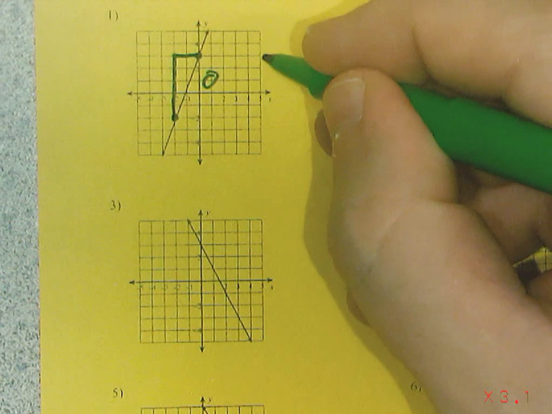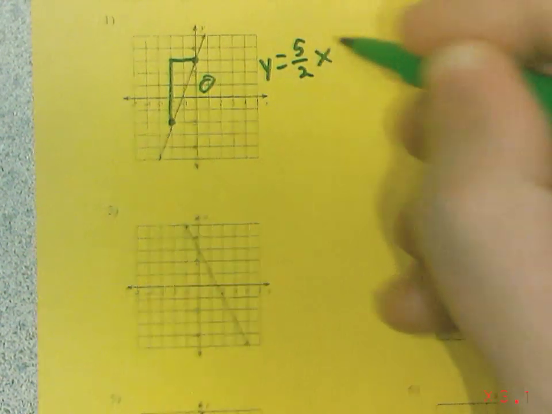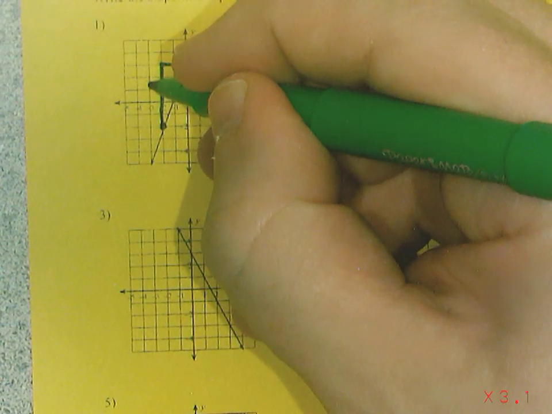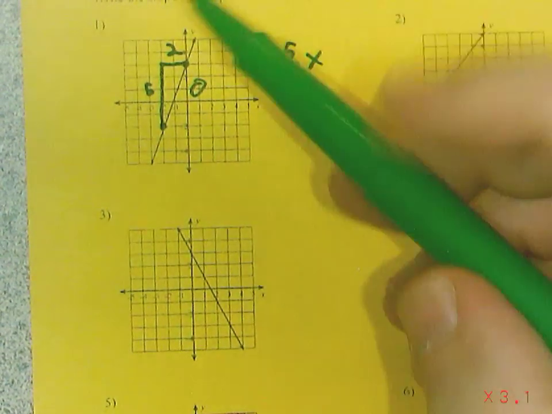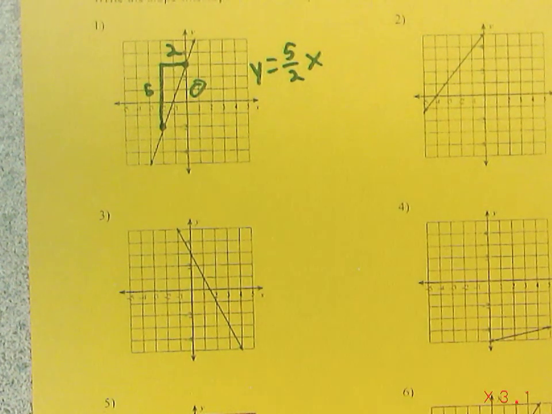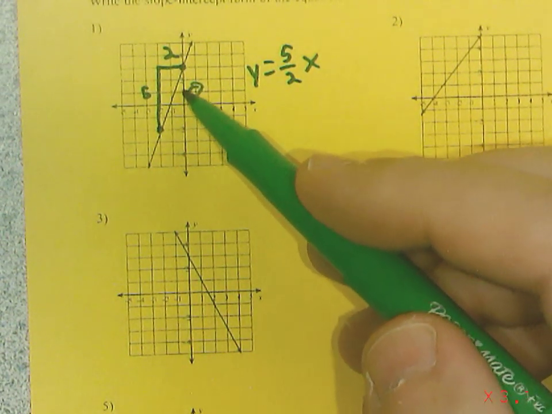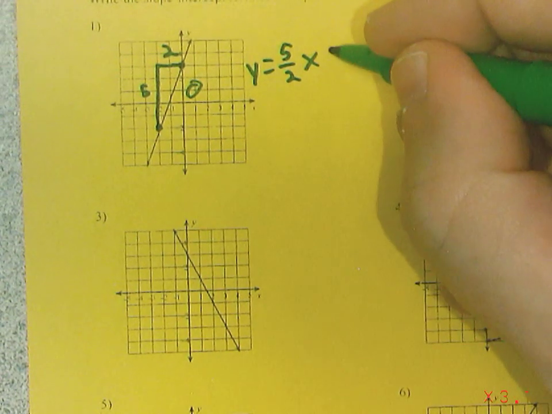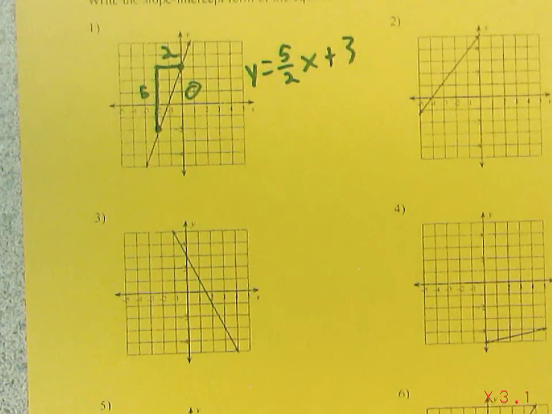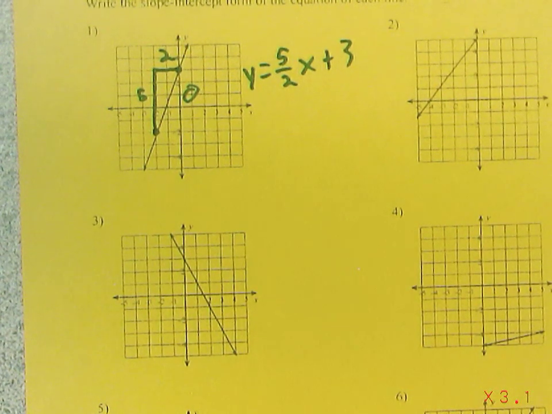So to write the equation, it would be y equals 5 over 2x, because this is the rise, 5, and this is the run, 2. So up 5 over 2, it's always rise over run. And then to get the y-intercept, which is actually the second point I went to, that's crossing at 3, so it would be plus 3. Now this is review from all sorts of stuff that you guys have done, both this year, last year, the year before. You should know this stuff already.